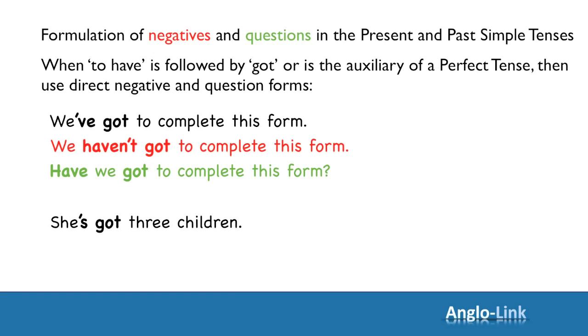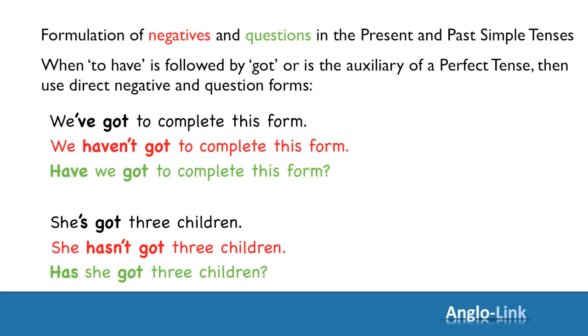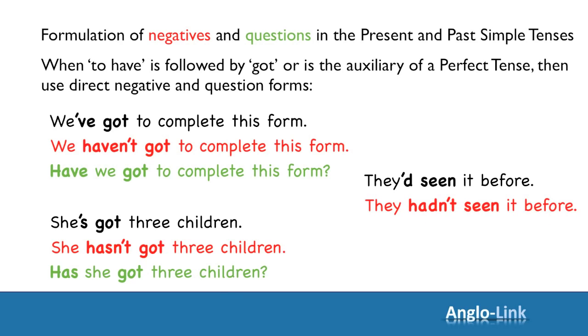Another example. She's got 3 children. Negative. She hasn't got 3 children. And question. Has she got 3 children? And now an example in the perfect tense. They'd seen it before. They hadn't seen it before. Had they seen it before?